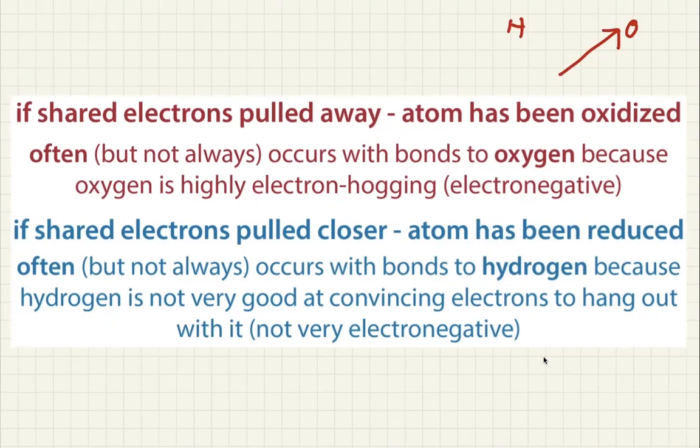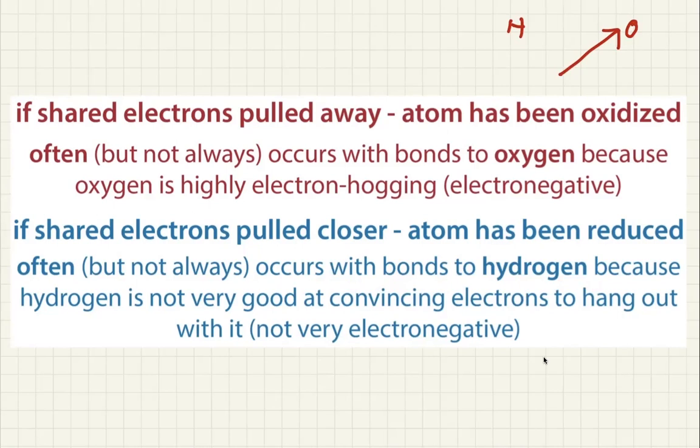Conversely, if you're bonding to a hydrogen, well, hydrogen is pretty much like a free electron because it can't hold on to its electrons very tightly. So you get to pull more of it. And so if something switches from a bond to an oxygen to a bond to a hydrogen, well, now it's going to be reduced. So reduction is often, but not always, associated with bonds to hydrogen.